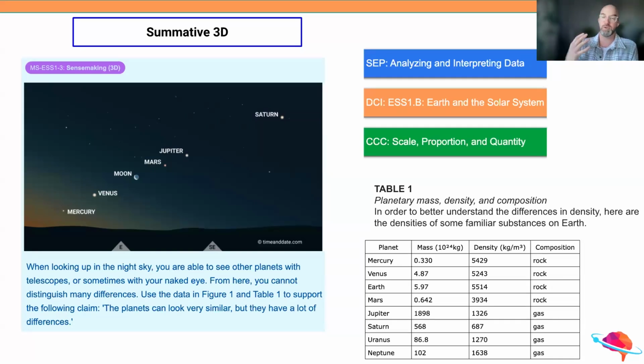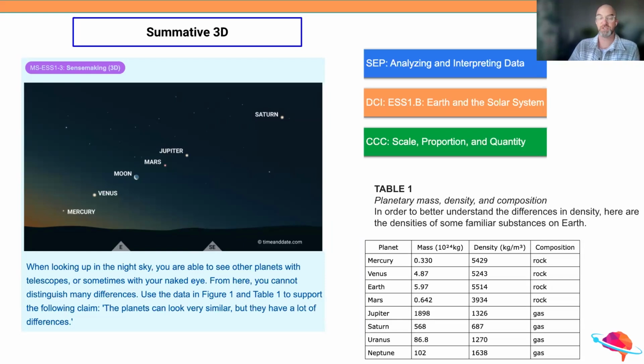And so to do that, we would ask them a question like, when looking up in the night sky, you're able to see other planets with telescopes or sometimes with your naked eye. That rhymes. From here, you cannot distinguish many differences. Use the data in Figure 1 and Table 1 to support the following claim. The planets can look very similar, but they have a lot of differences.